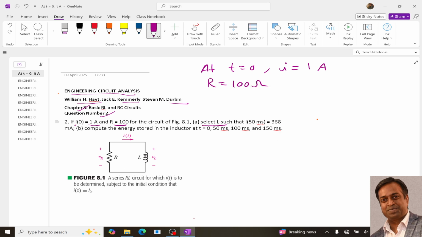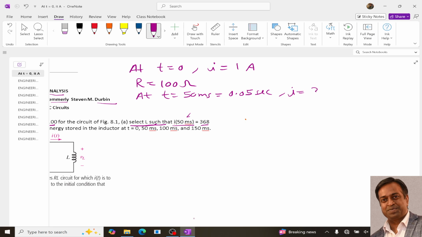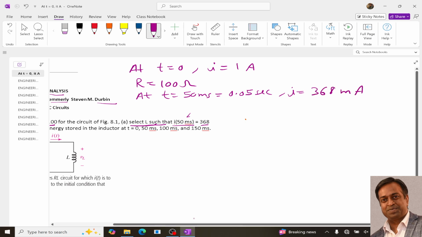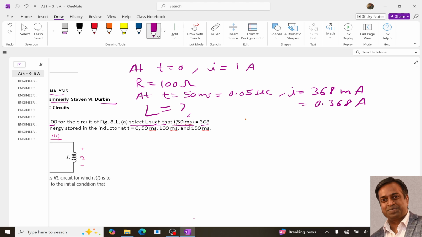And we need to select L such that i is equal to 368 milliamperes at 50 milliseconds. So at t equals 50 milliseconds, which means 0.05 seconds, i is equal to 368 milliamperes, or 0.368 amperes. And with this data we need to determine L.